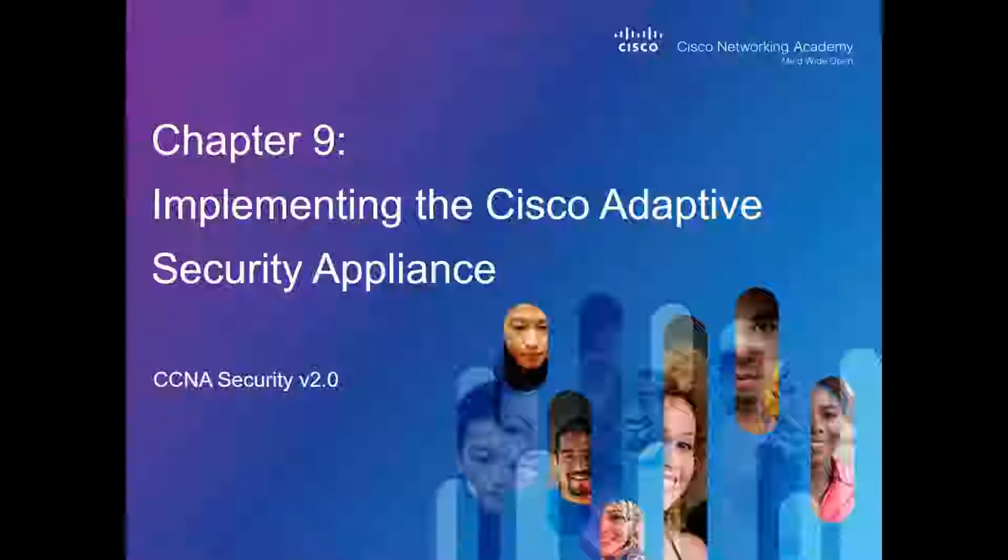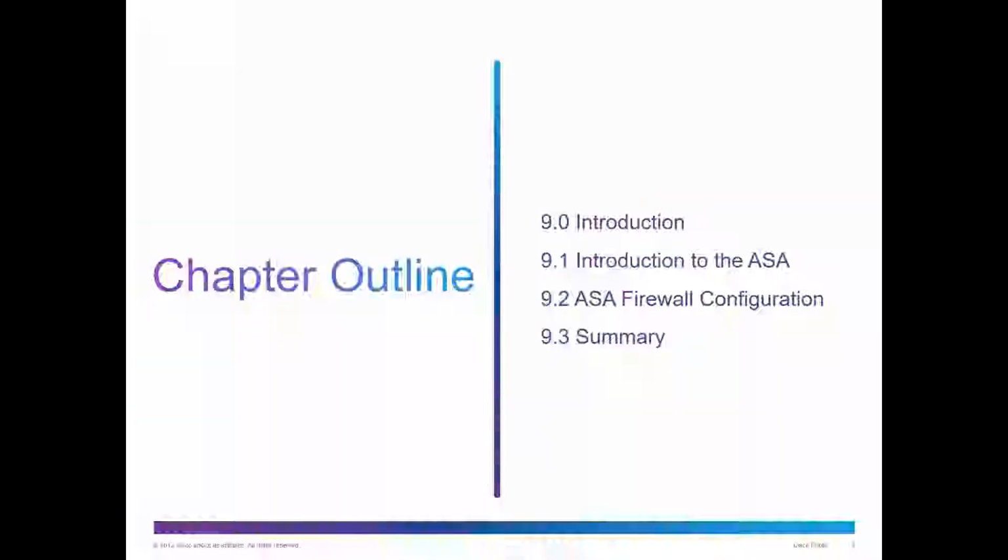Here we're looking at Chapter 9, implementing the Cisco ASA appliances. ASAs are the adaptive security appliances. Alright, so with that said, we have three main sections: Introduction to ASAs, Configuration, and Summary.